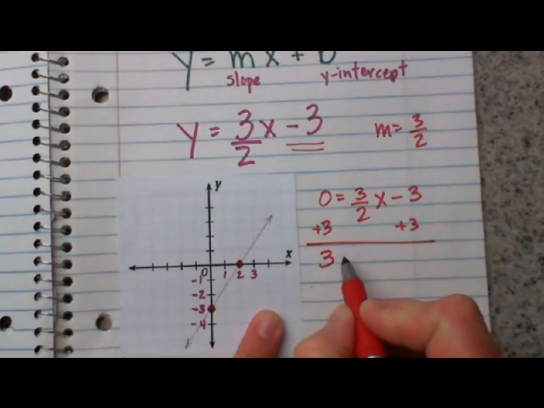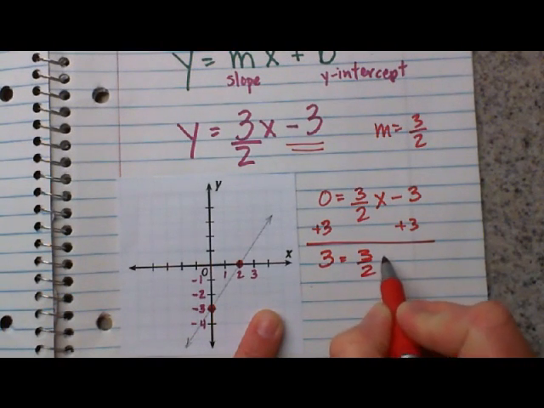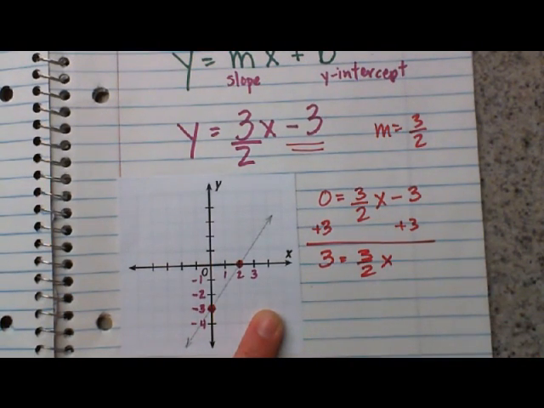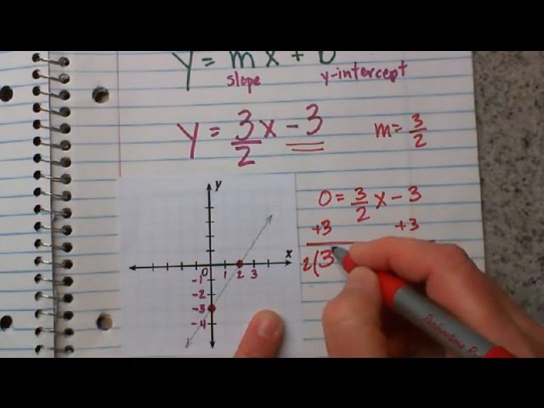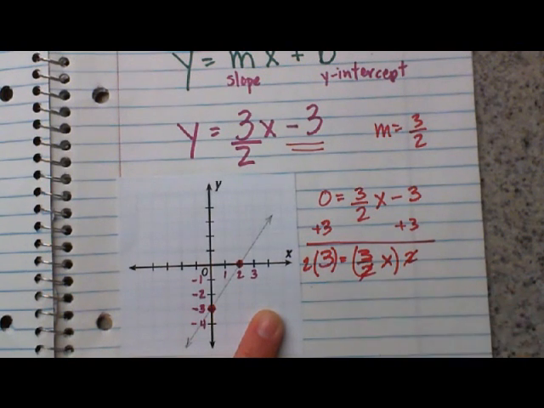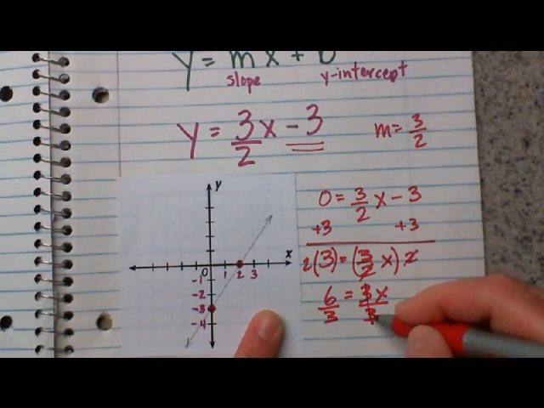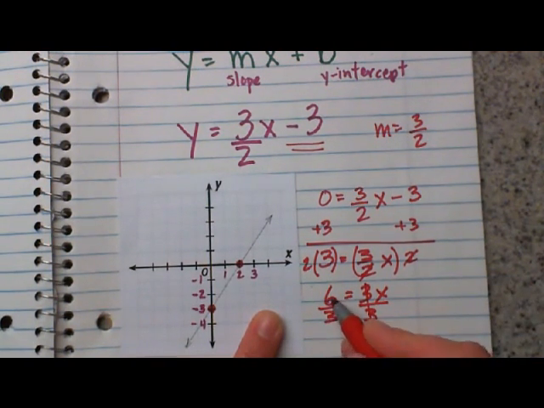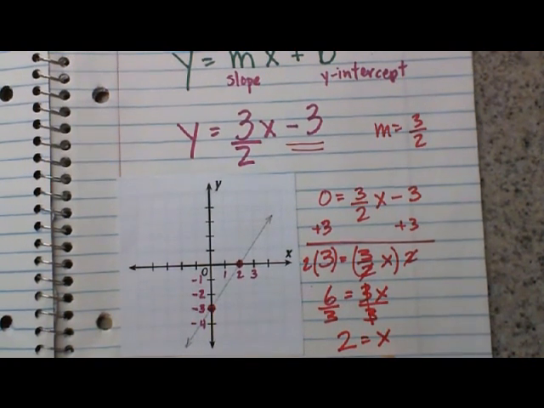So then I have 3 equals 3/2 x. Now I'm going to multiply both sides by 2, which forces that to cancel out. Leaves me with 6 on the left and 3x on the right. I'm still not done, so I need to divide by 3 on both sides. That really is 1x, and 6 divided by 3 is 2. So, x equals 2 really is the x-intercept.